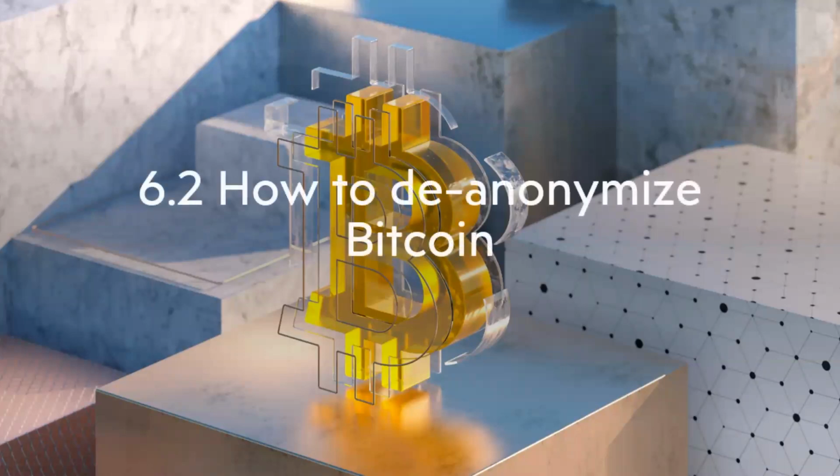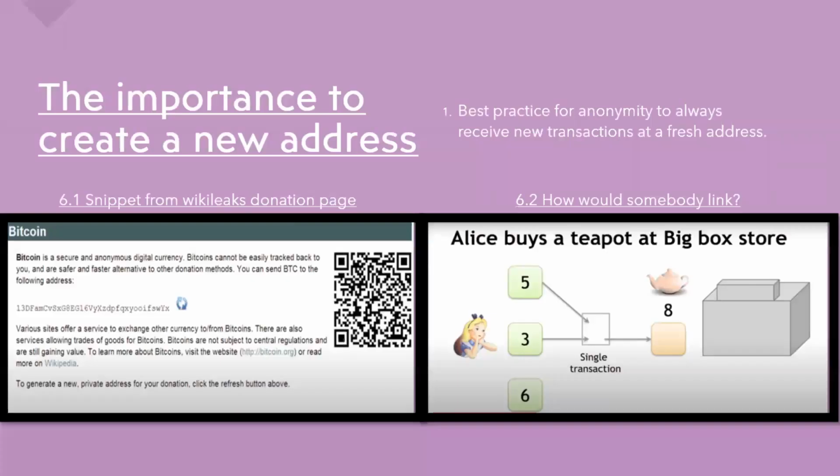6.2. How to de-anonymize Bitcoin. The importance of creating a new address. This is a snippet from the WikiLeaks donation page for Bitcoin transactions. You can see the QR code on the side and the refresh button. If you click the refresh button, it will replace the donation address with an entirely new, freshly generated address, never previously seen before.